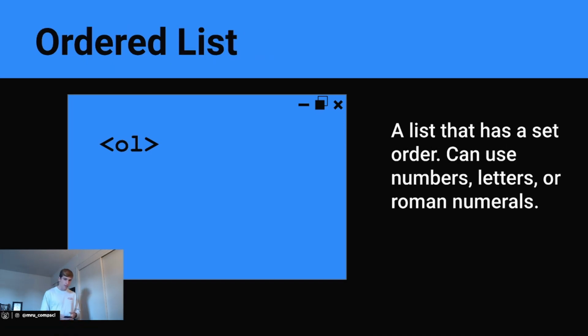After that, you have the ordered list. So again, OL. So it is a list that has a set order. You can use numbers, letters, or Roman numerals. So we use UL for unordered and OL for an ordered list. So I think an unordered list might be a list of items you pick up at a grocery store, and an ordered list might be something like instructions for a science lab.